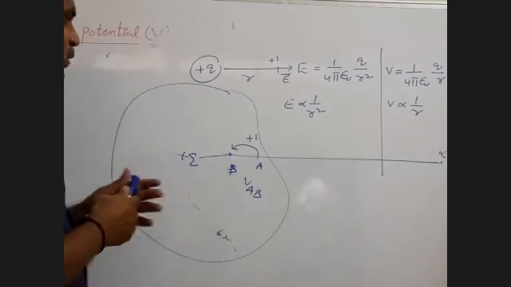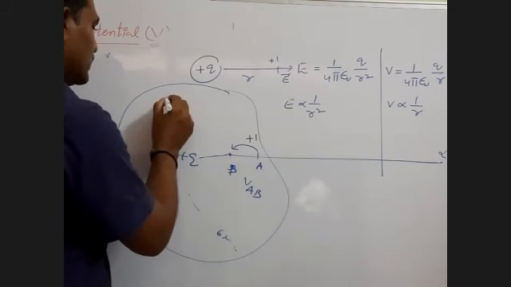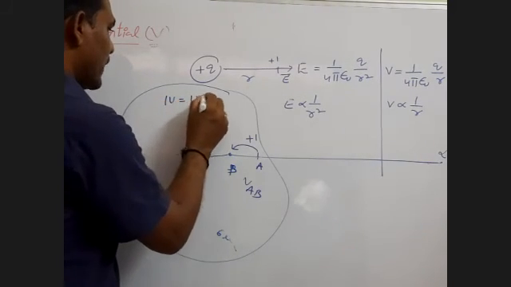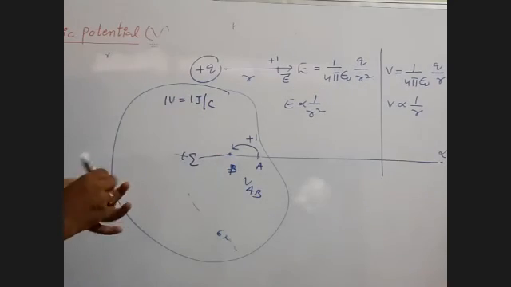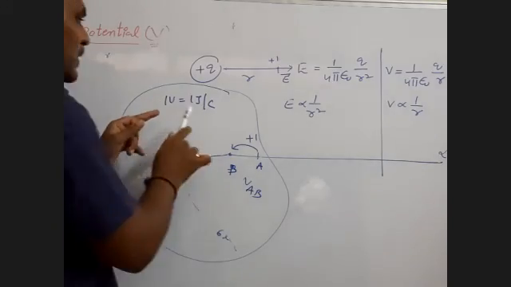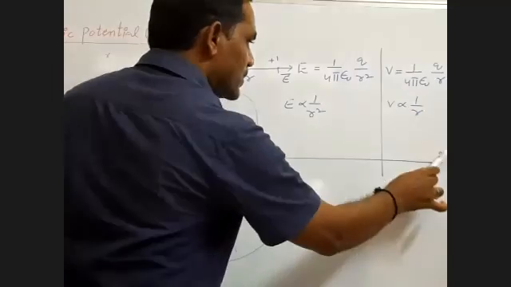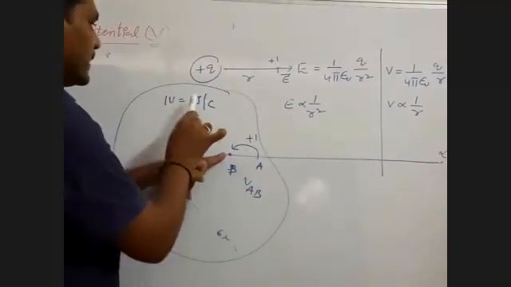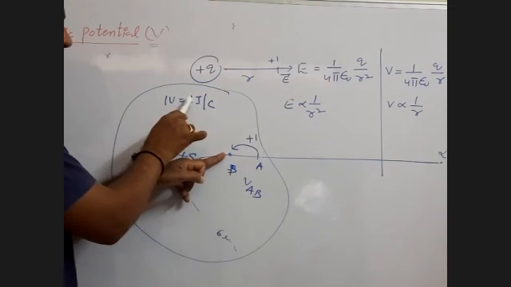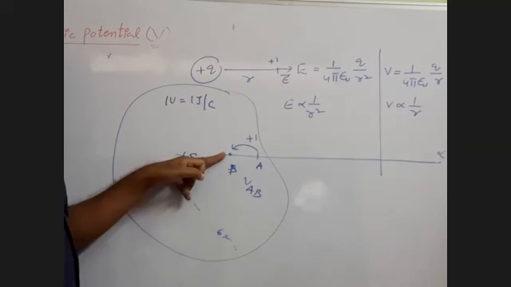So what is the SI unit? 1 volt. 1 volt is equal to 1 joule by coulomb. So we can define volt also. If the work done in bringing the unit positive charge from infinity to a point is 1 joule, then the potential at that point is 1 volt.